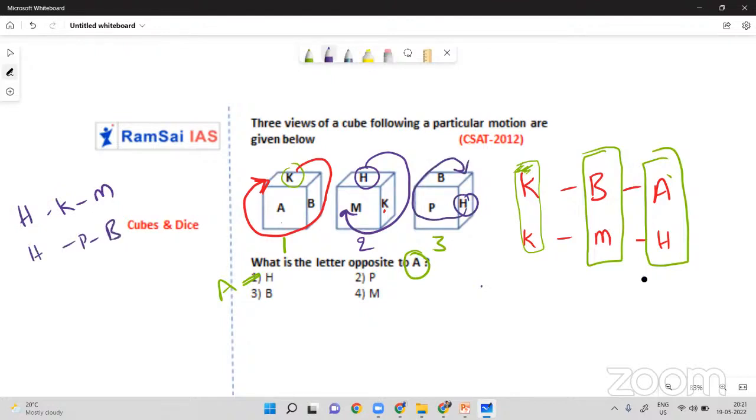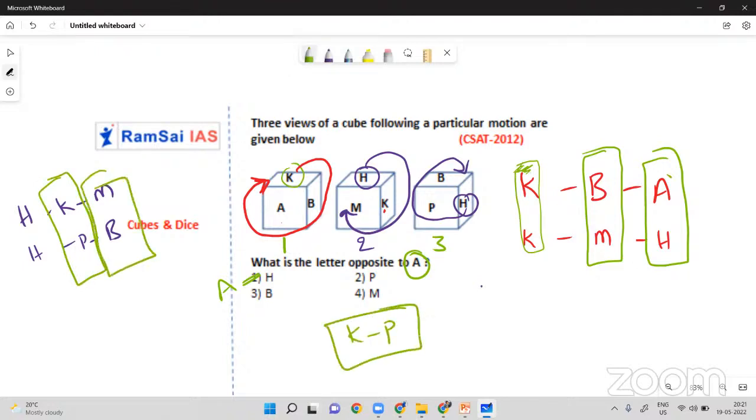Now it means K and P are opposite to each other. B and M are opposite to each other. So what will be opposite of A? K and P are opposite. So directly you can eliminate the second option because opposite of P must be K but not A. And can you eliminate B and M because B and M are opposite? So the only possibility is H.